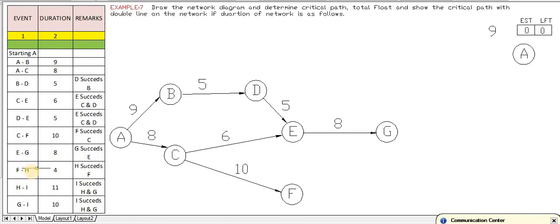After 8 durations, what is next? F to H, it has been 4. F to H, that means F is here, and F to H is 4. We will read the remark. H succeeds F, and F to H is nothing but 4. So we will copy this.